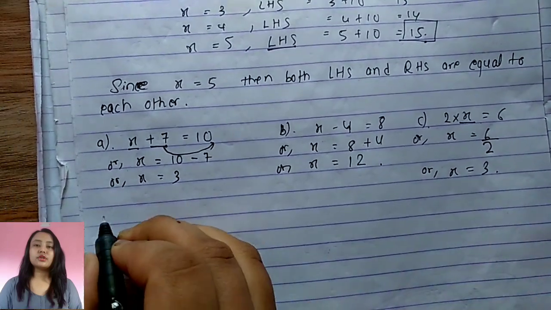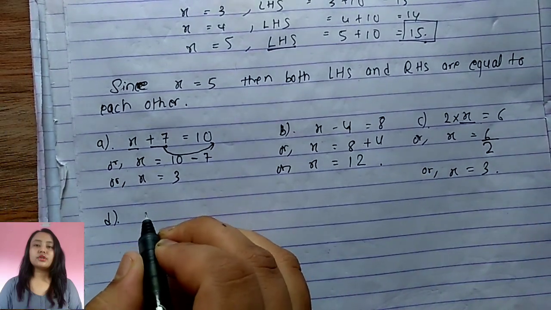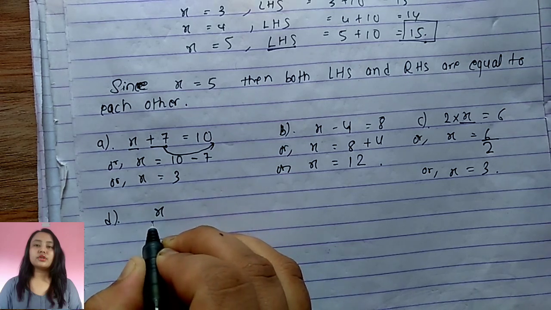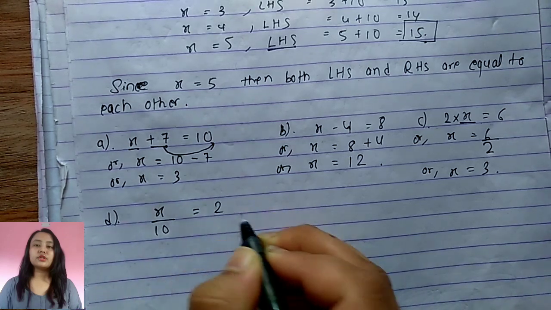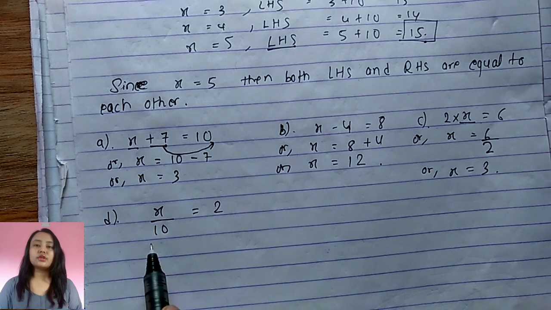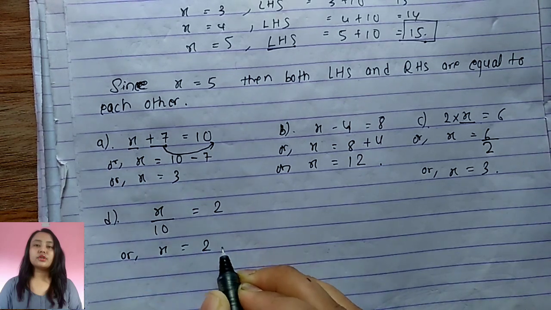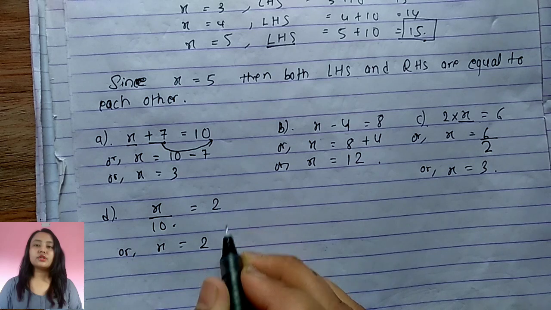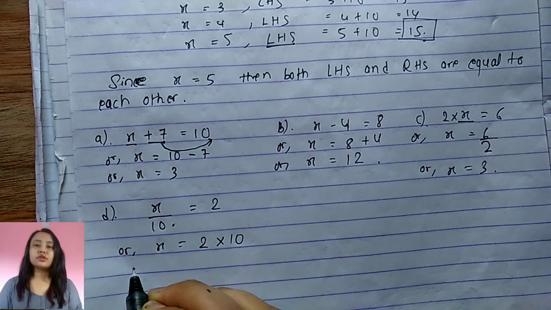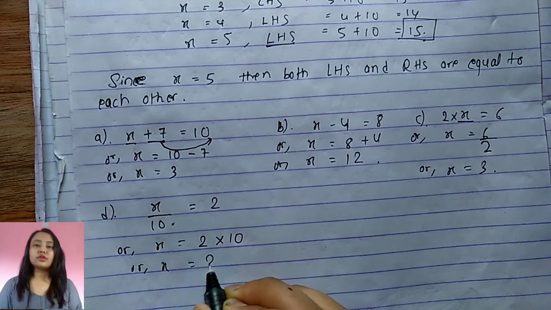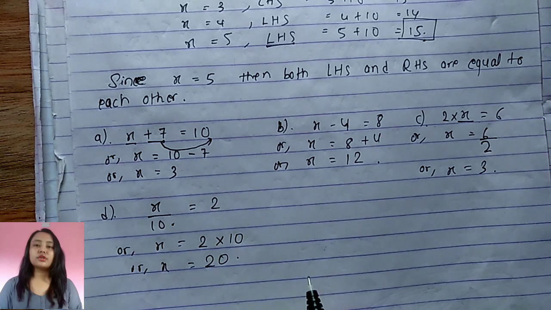Next, let's take an example of division. Suppose x by 10 equals 2 is given. So here division is given, right? If division is given, that means we now have to multiply. So x equals 2 into 10, as it goes to the other side by multiplying. So x equals 20. This is how you will be doing it.